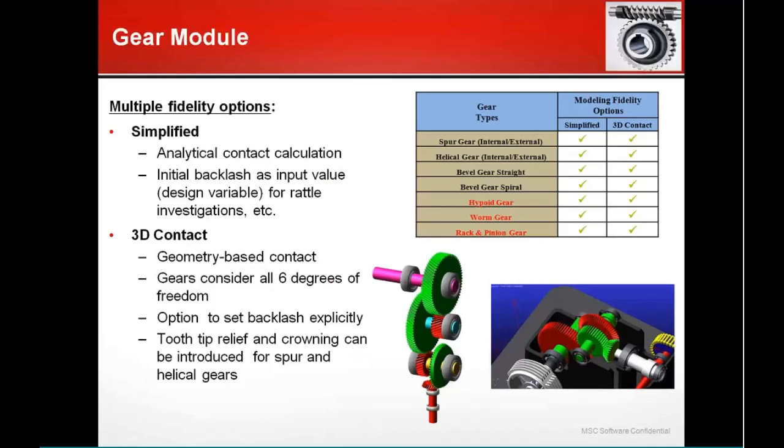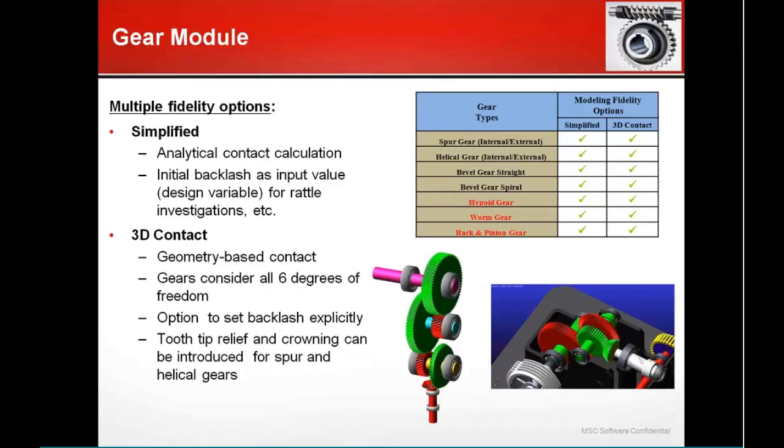With regards to the gear module, it has two primary modeling fidelity options: a simplified option, which is an analytical contact calculation, and so this is really resolving the contact between the gear pair down to a single point contact. Typically good for cases where you're mostly in plane. There's some ability to handle some 3D coupling effects of the gear, but it's a very fast and very efficient simulation option.